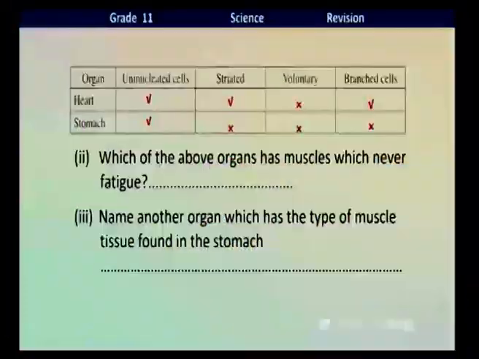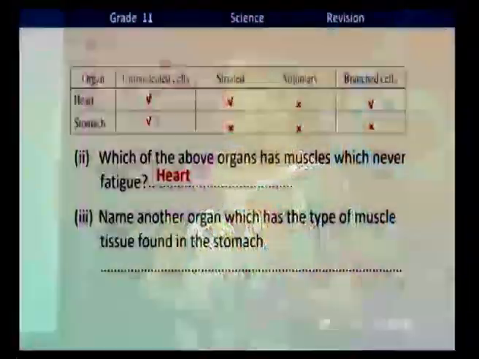Based on the same table, same tissues, which of the above organs has muscles which never fatigue? Heart is the answer, children, because we know that cardiac muscles never fatigue. They work, the heart muscles start their working before you were born, children. You know that.